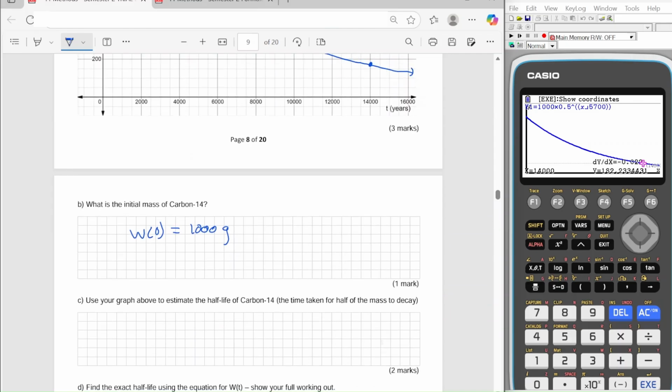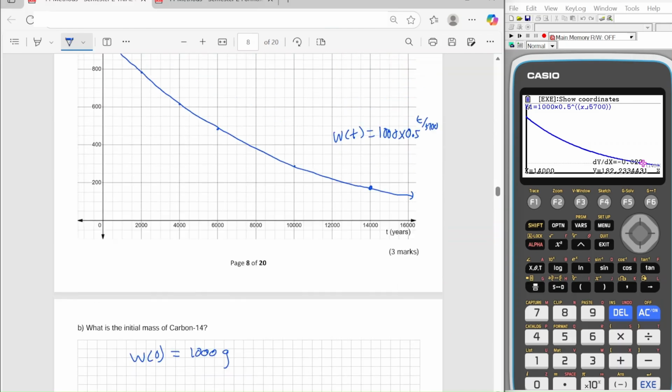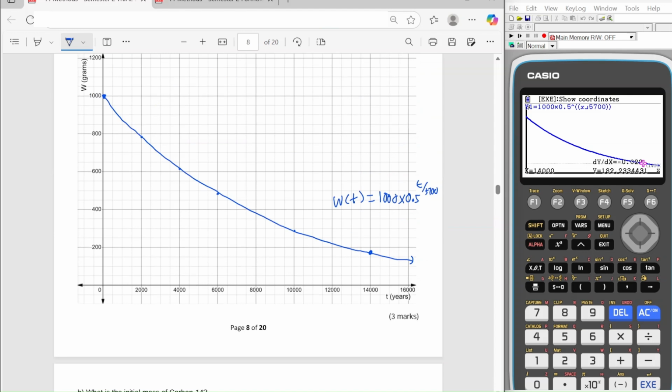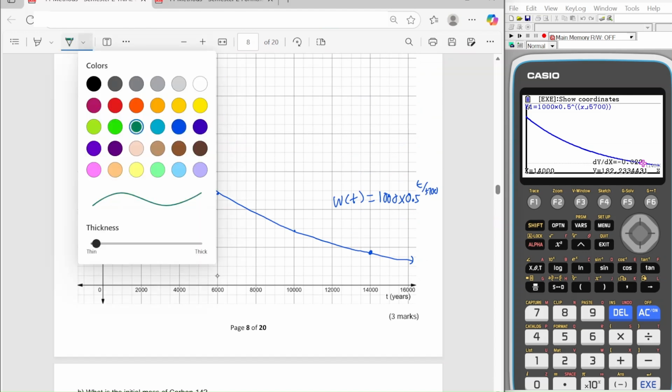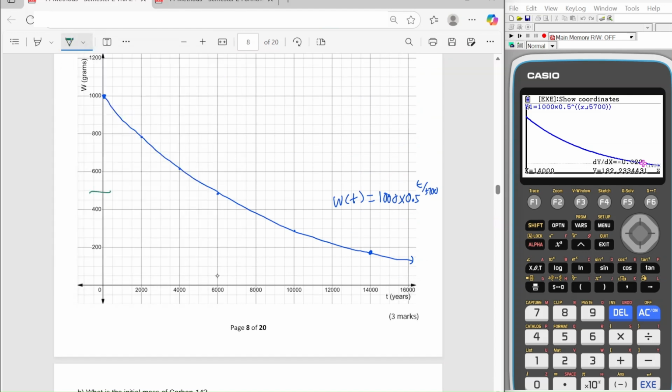Estimate the half-life of carbon-14. So there's a couple things you can do. The half-life will be how long does it take to get to half? So I'm guessing about 6,000 years. That's what I'm sort of assuming. But we can get it exactly.